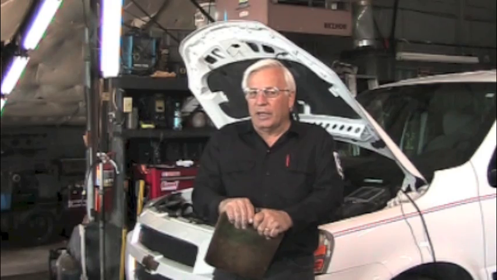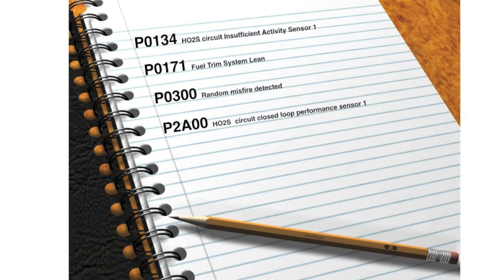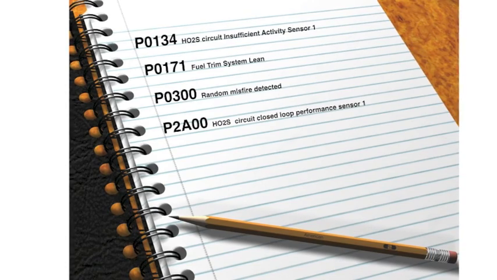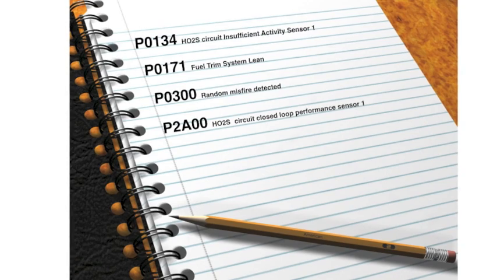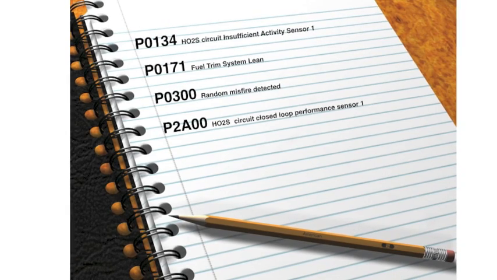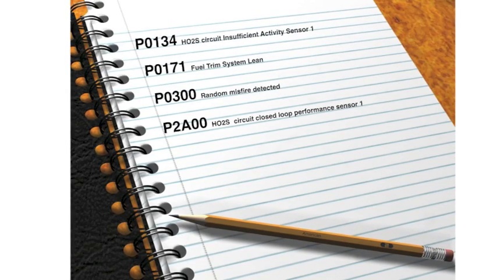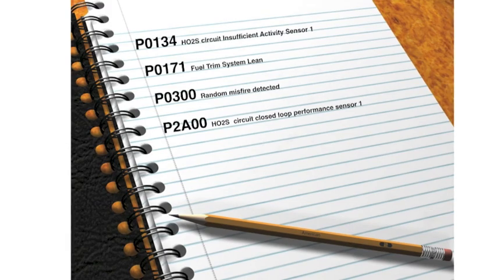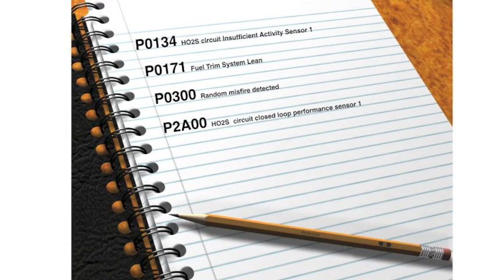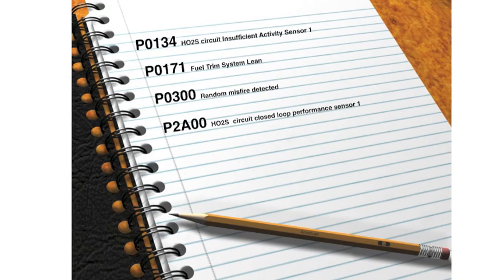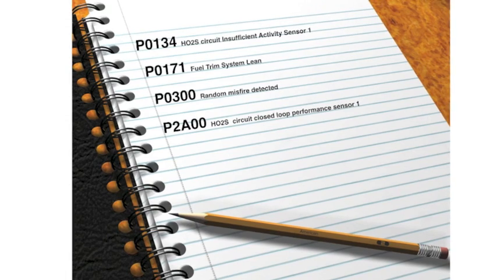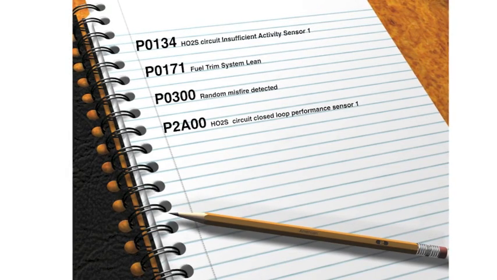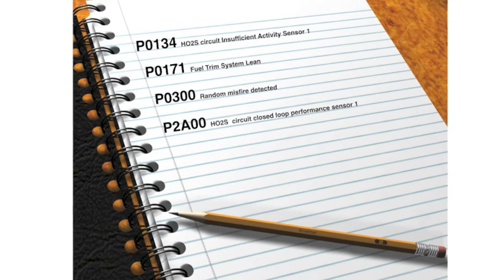Now the codes that we had were P0134, oxygen sensor circuit inactive, bank 1, P0171, bank 1 system lean, and P0300 random misfire, and the last code was a P2A00, O2 sensor range performance problem.